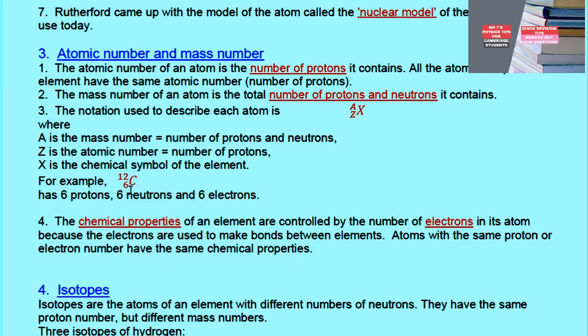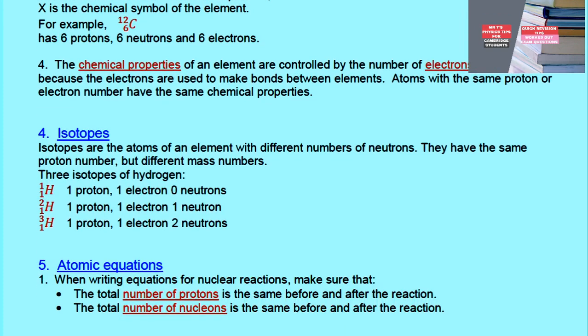To get the number of neutrons, you subtract the number of protons from the number of nucleons. So that would be 12 minus 6, which is 6. So carbon has 6 protons, 6 neutrons, and 6 electrons. Chemical properties of an element are controlled by the number of electrons in its atom. This is because the electrons are used to make bonds between elements. Atoms with the same proton or electron number have the same chemical properties because those same electrons involve themselves in bonding.